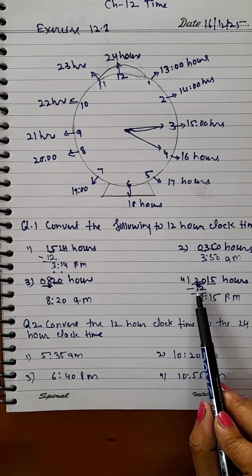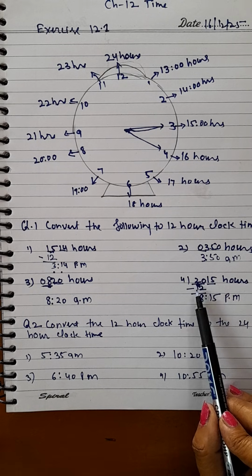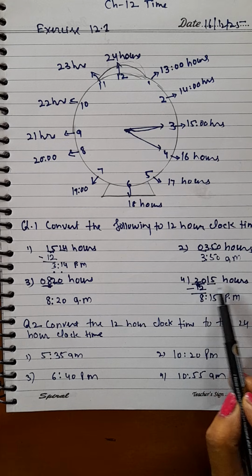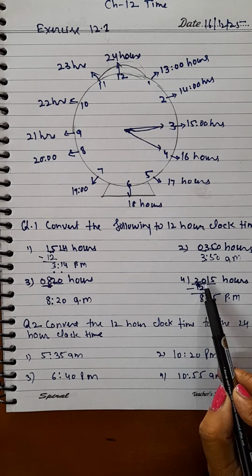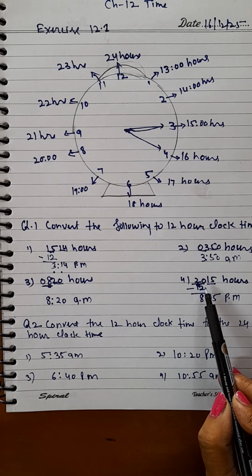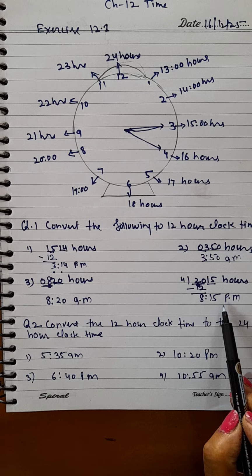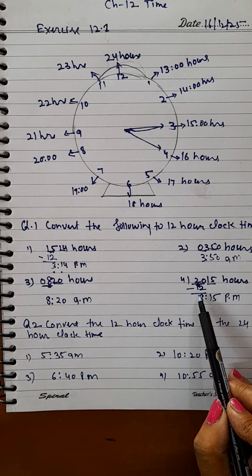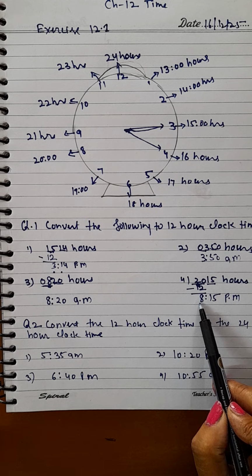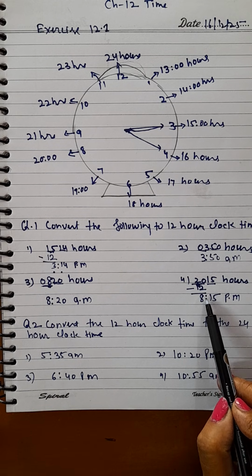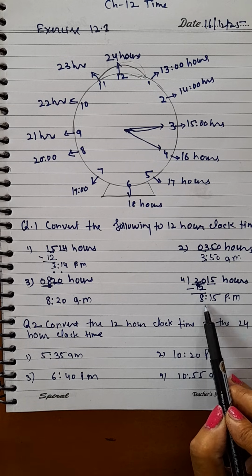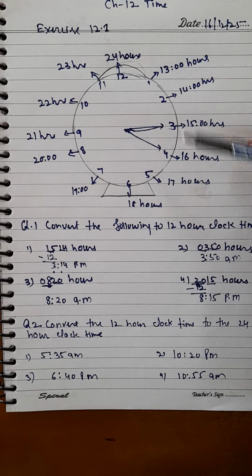20:15 hours means 20 hours and 15 minutes. These are hours and these are minutes. The hours are more than 12, so this is the time after midday. For writing in 12-hour clock, we have to subtract 12 from the hours. When you subtract 12 from 20, you get 8. Minutes remain the same, and for separating hours and minutes, we use a colon. So the time is 8:15 PM, because this is the time after midday.